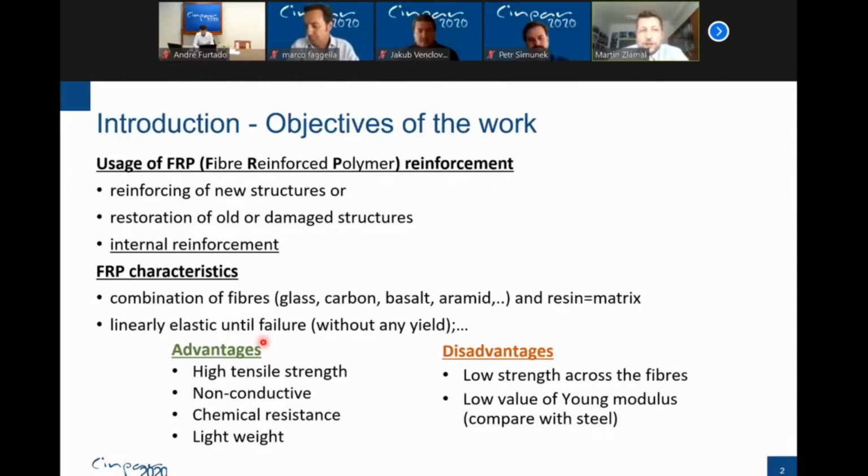Advantages of this material is namely the high tensile strength, which is 2 times or 3 times higher if we use the glass fibers, and practically 6 times higher if you use the carbon fibers. Also, it's a non-conductive material, has a chemical resistance, is very lightweight. Also, this material has a disadvantage, namely the low strength across the fibers, so the low shear strength and the low value of the Young modulus.